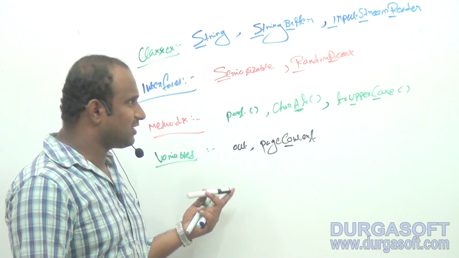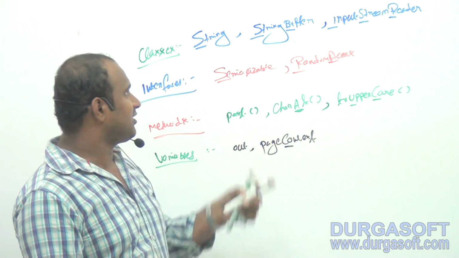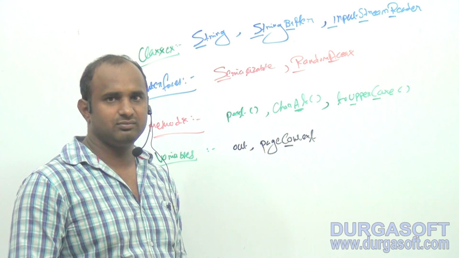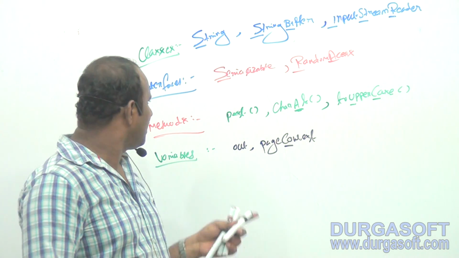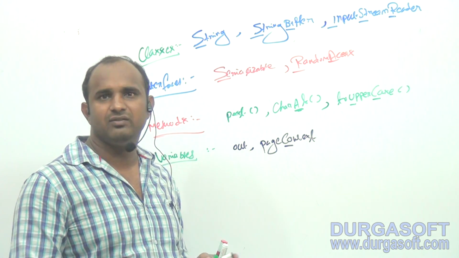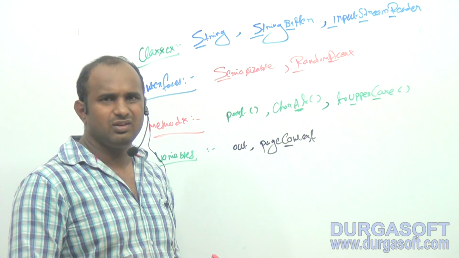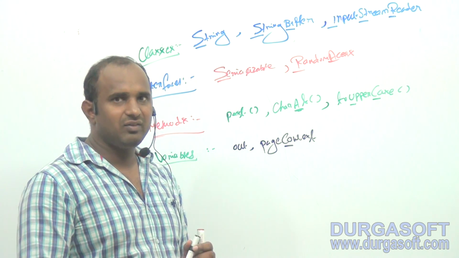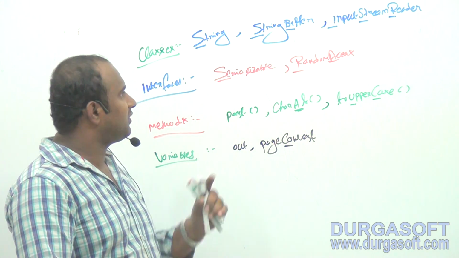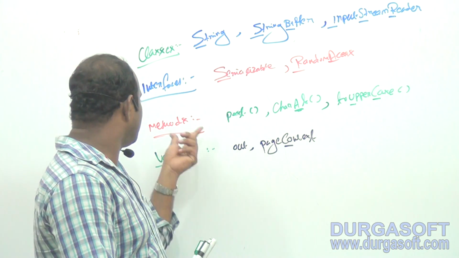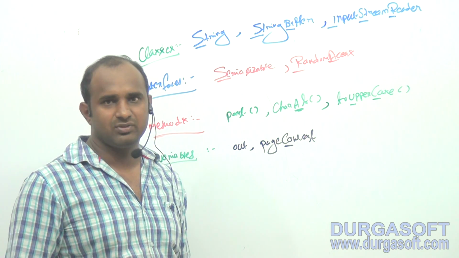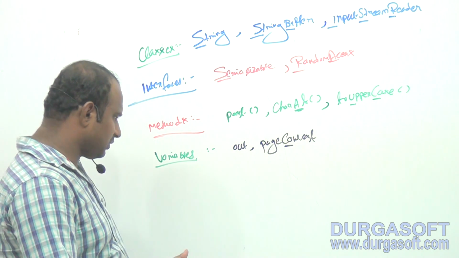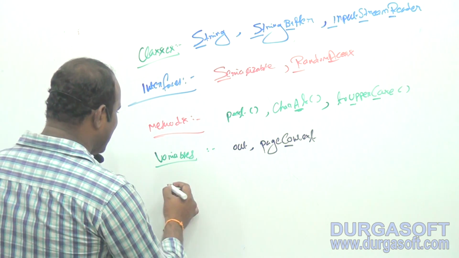So clear? Generally everyone says that for classes and interfaces, take nouns, and for methods and variables, generally take verbs. It's not required. Based on your requirement you can take any name. But generally every faculty says class and interface generally take nouns, and methods and variables generally take verbs. So clear? Good. The next one is packages.